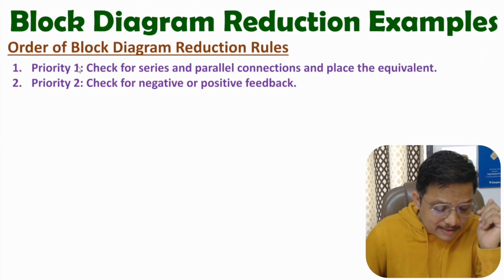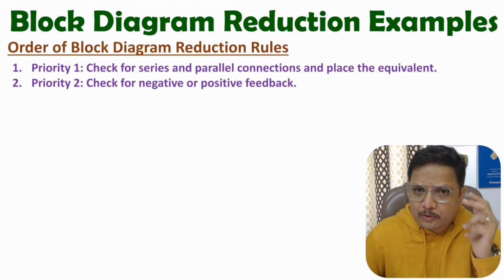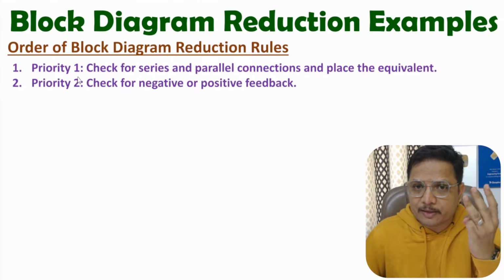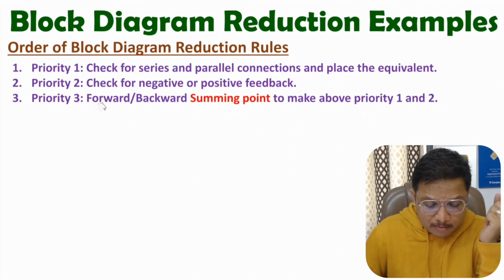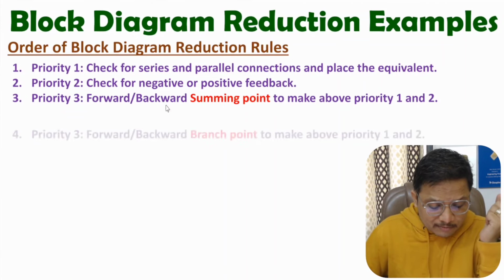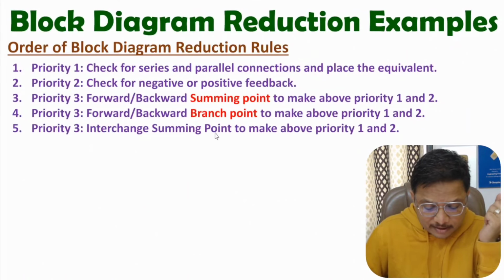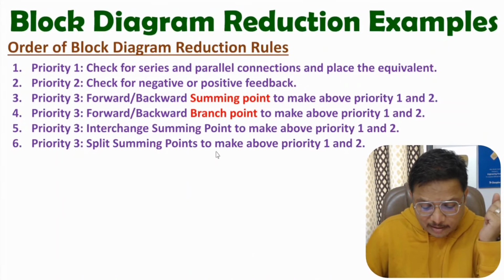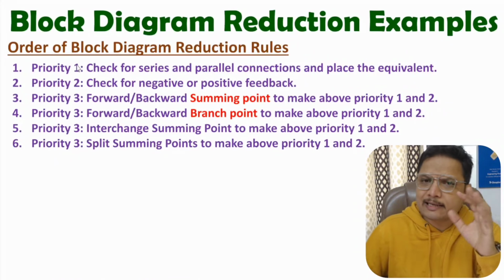After first and second priority, there are many other rules. So all other rules are having third priority, right? In third priority, you can check for forward or backward of summing point to make priority 1 or 2, or you can forward or backward branch point to make priority 1 or 2, or you can interchange summing point to make priority 1 or 2, or you can go for splitting of summing point to make priority 1 or 2. So first and second priority is quite simple.